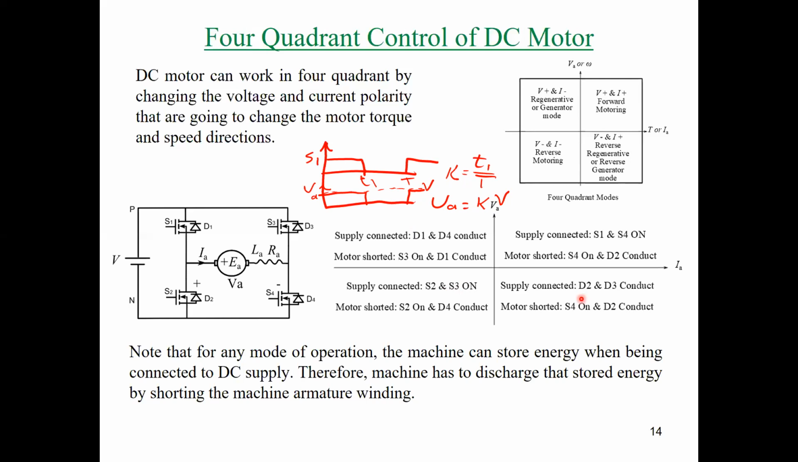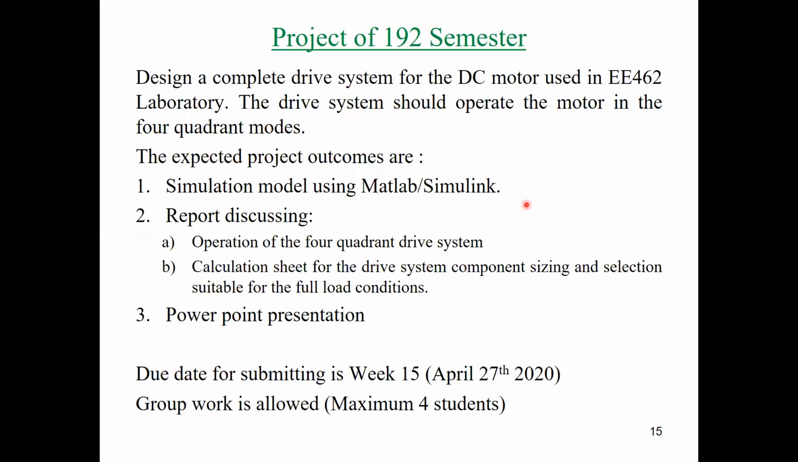Okay? Right. So simply, what is required from you in the project? The project says: design a complete drive system for the DC motor used in the EE462 laboratory. We have already calculated the machine parameters in the last experiment. So based on these machine parameters and your nameplate data, make a mathematical model for the machine and control this machine using a 4-quadrant DC chopper. It's required to operate the machine in the 4-quadrant modes.